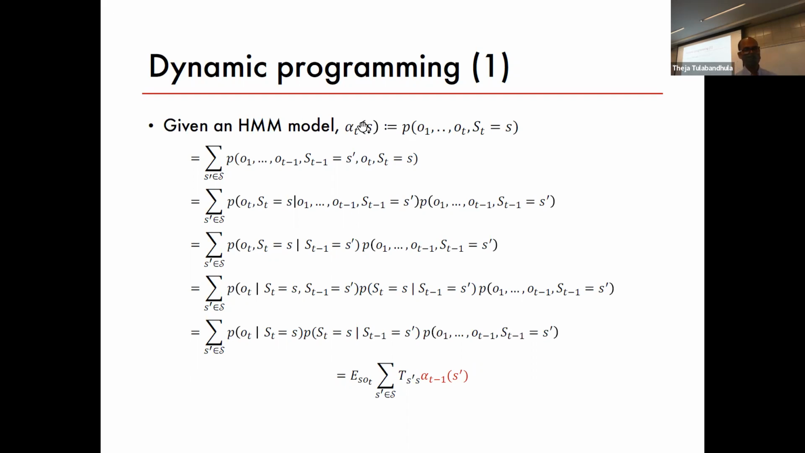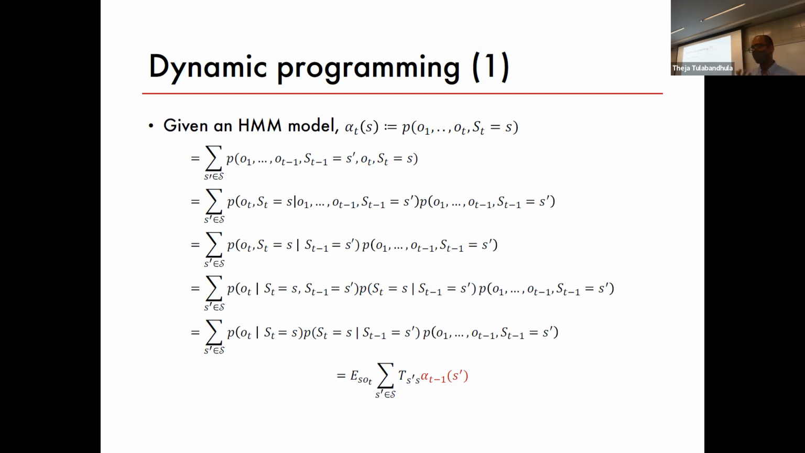So alpha t of s has a longer term, O1 to OT and s_t. Alpha t minus 1 of s prime will be something like O1 to OT minus 1 and some s prime. So a little bit smaller term. Similarly, alpha t minus 1 itself is again going to have a recursive expression like this, involving an alpha t minus 2 term and so on. So you're basically trying to not repeat computation wastefully.